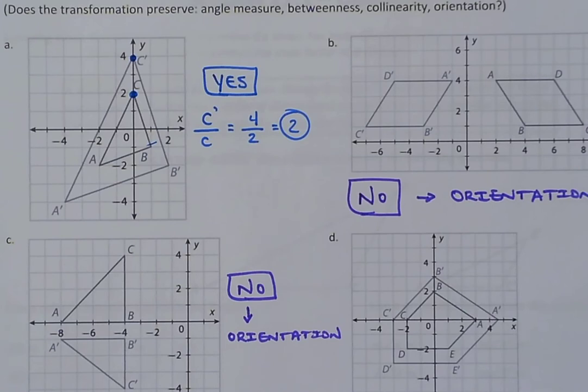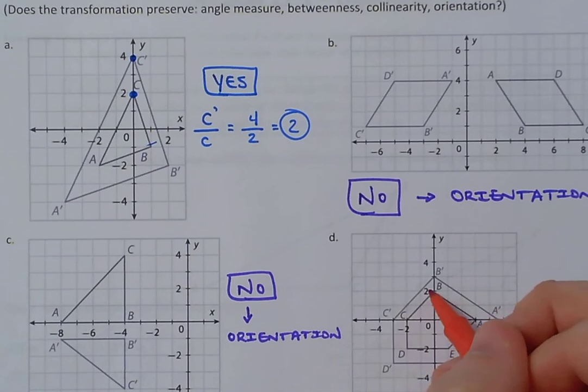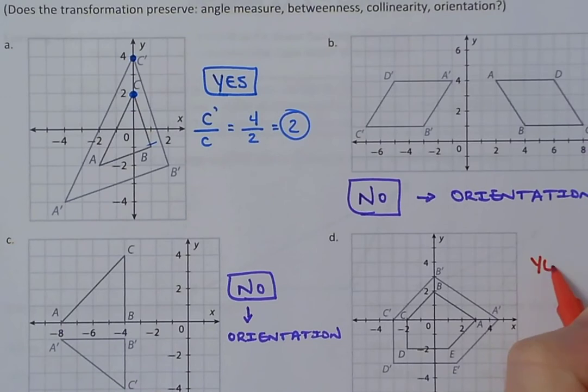It appears angle measure stayed the same, betweenness stays the same, and orientation also stays the same. Angle measures appear to be the same. Betweenness is the same for the entire side length for all 5 sides, and it faces the same way. So we're going to say yes, this is a dilation. Next, we have to determine the scale factor. We can do this a couple different ways.